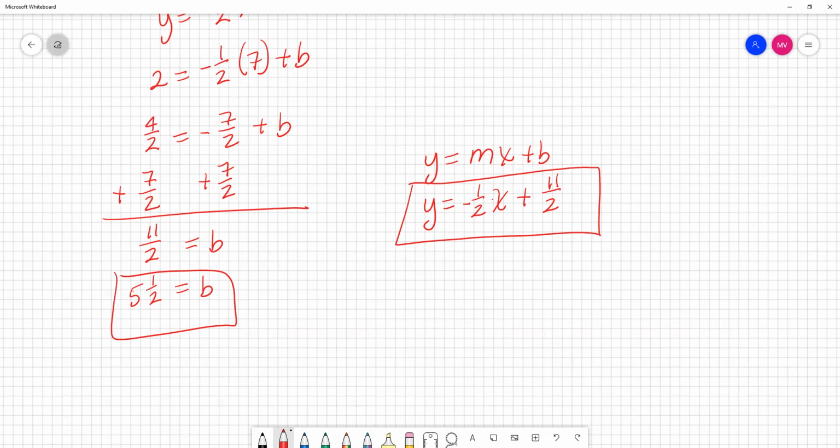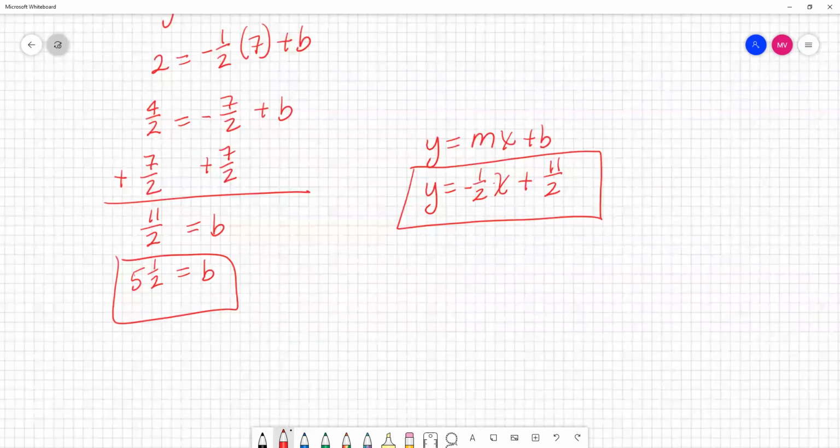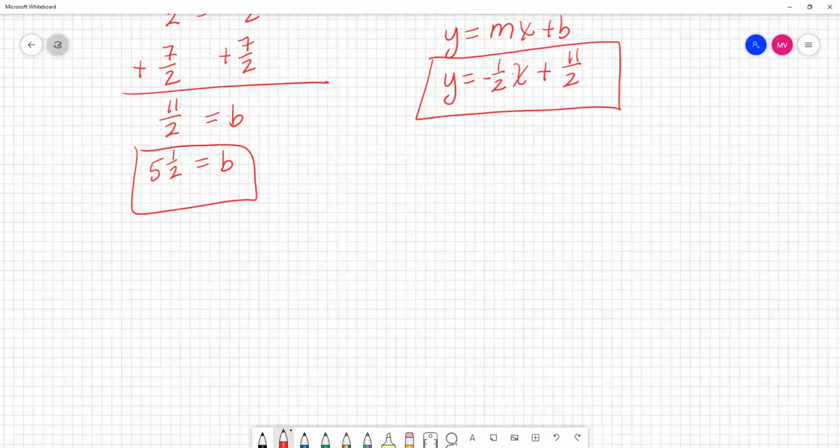All right, so here's our linear equation. So b equals 5.5, or 11/2, or 5 1/2, however you want to write it. We all know that's the same thing. Please tell me we all know that's the same thing. All right, there's our linear equation.